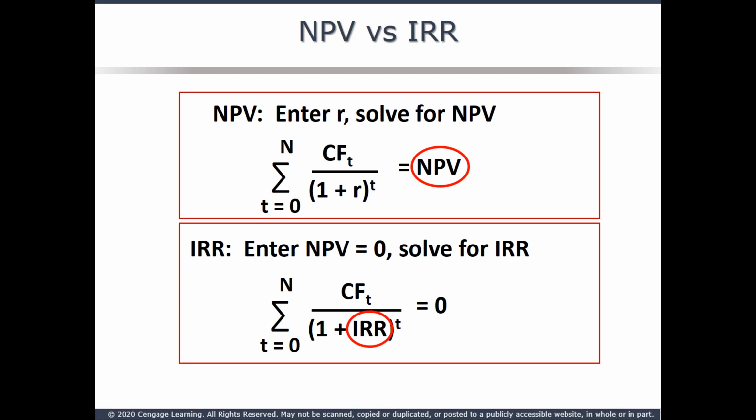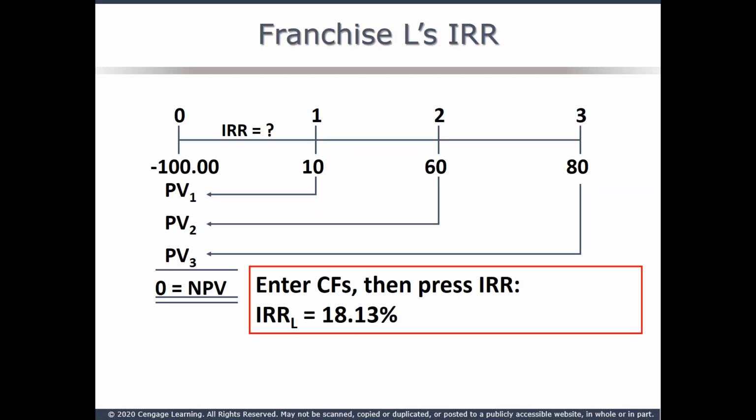Looking at the NPV and IRR formulas together. With NPV, we solve for a dollar amount. With IRR, we're solving for the root of a polynomial of degree n, a percentage. For our Project L, the cash flows should still be in your CF worksheet from the NPV calculations. Simply press IRR and compute. After a very slight hesitation, the IRR is displayed. The internal rate of return for Project L is 18.13%. Repeat for Project S to find an IRR of 23.56%.